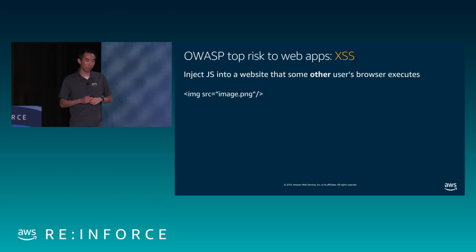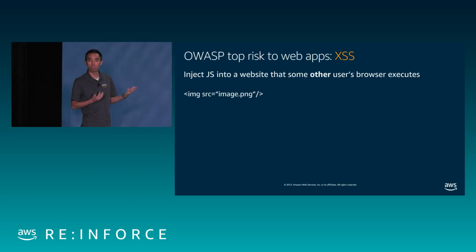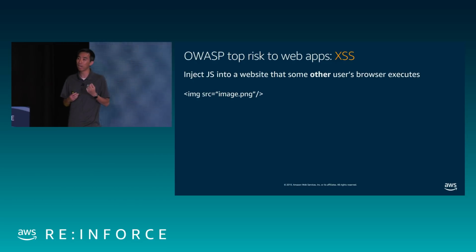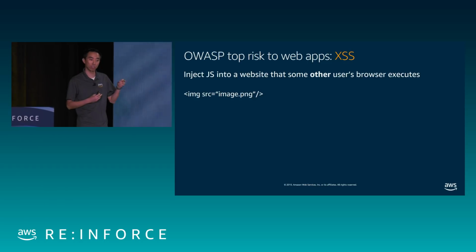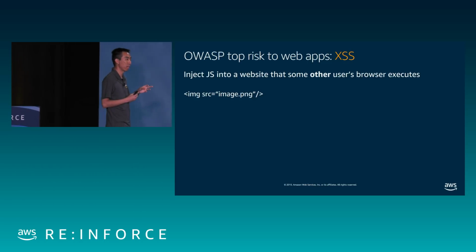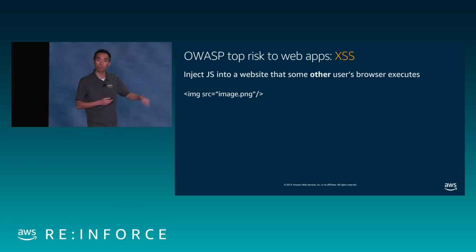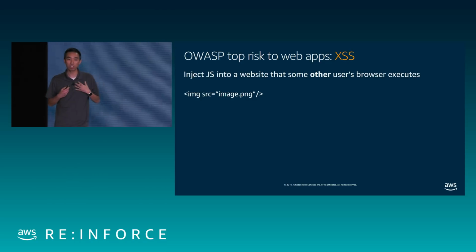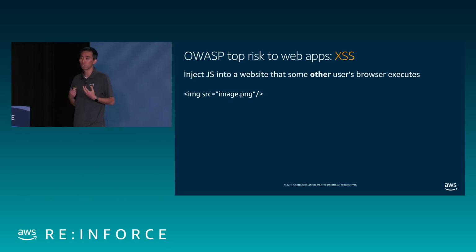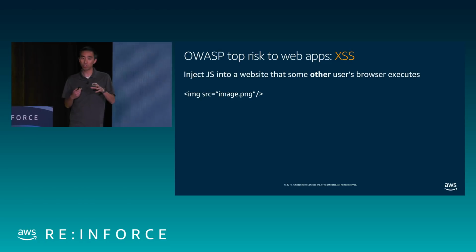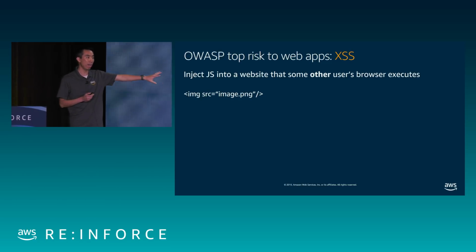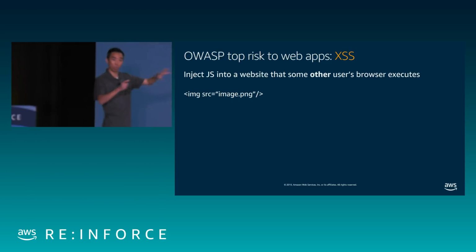All right, so the second most common risk to web apps today is cross-site scripting, or sometimes called XSS. Cross-site scripting is when an attacker injects JavaScript into a website that a different user's browser executes, right? So as an attacker, I want to put some kind of malicious JavaScript code into the application that gets read out and executed by one of you.